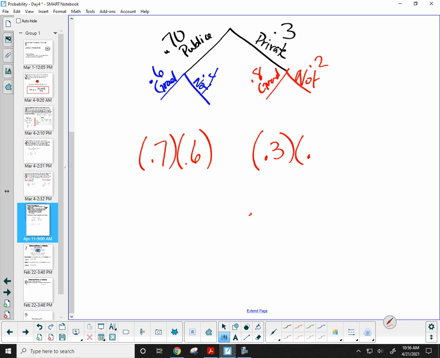0.3 and 0.8. Okay, well I have to add those together because they're from two different groups, right? I'm just adding them together, the results. Okay, so 0.7 times 0.6 gives me 0.42. 0.3 times 0.8 gives me 0.24. Add them together, I get 0.66 or 66%. Is that okay? So it's just an and problem.